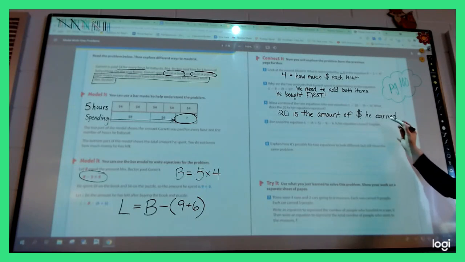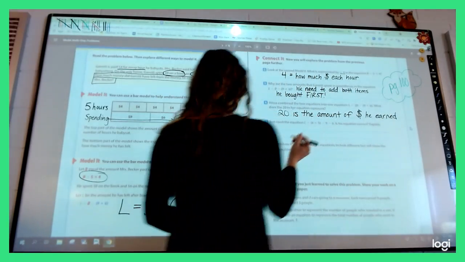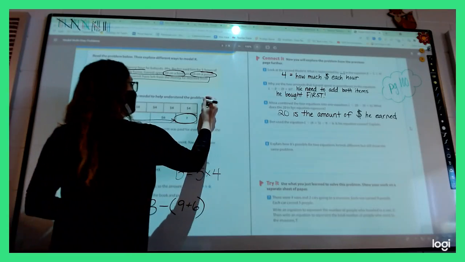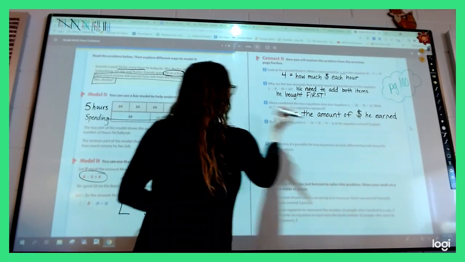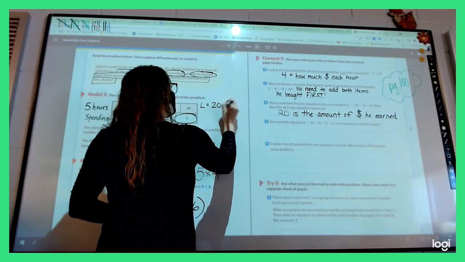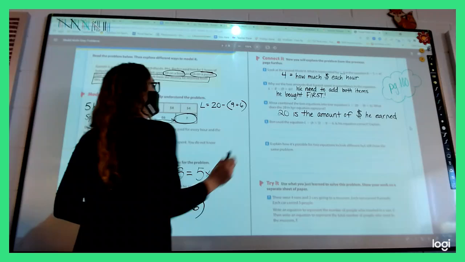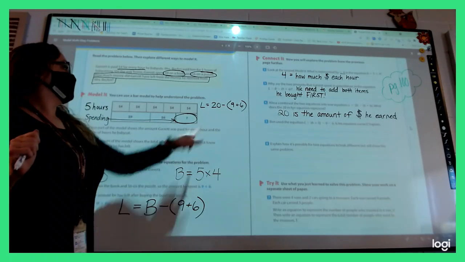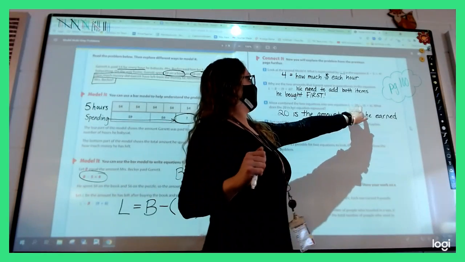Okay, now I want to go ahead and solve this equation because we haven't even solved it yet. So we probably have some room on this page. So I'm going to go ahead and write it in. We've got L equals 20 minus parentheses 9 plus 6. You should always be writing this. So L equals 20 minus (9 plus 6), the equation that we just talked about from problem 4.